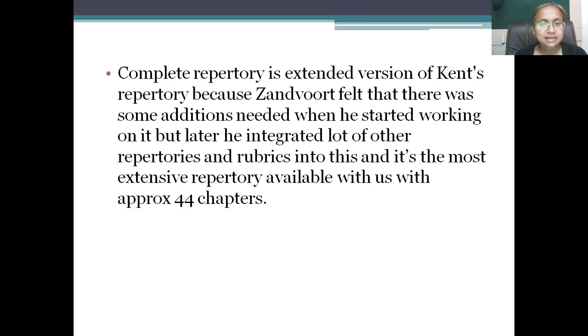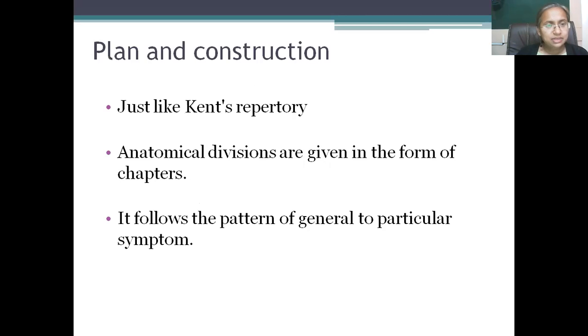But later he integrated a lot of other repertories and rubrics into this repertory, and it's one of the most extensive, the biggest repertory available with us, with approximately 45 chapters. So if you see the plan and construction of Complete Repertory, it is just like Kent's repertory. It follows the rule from general to particular, and also it is divided anatomically from head to toe.